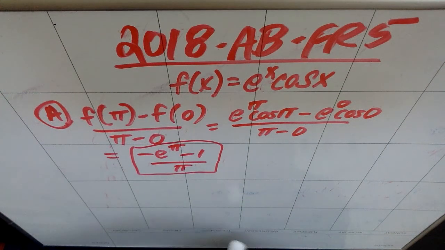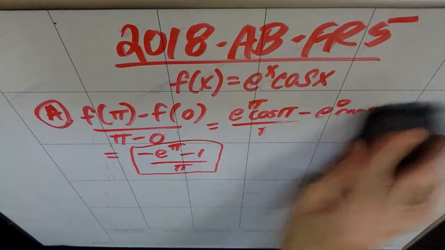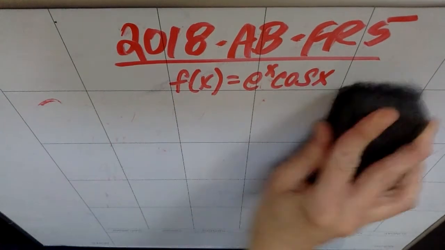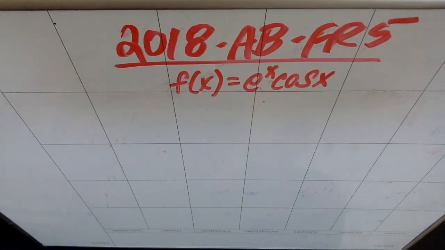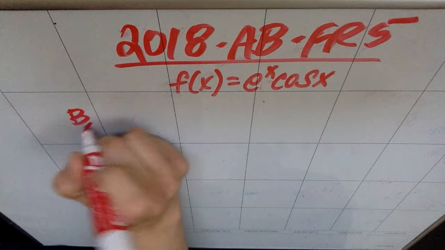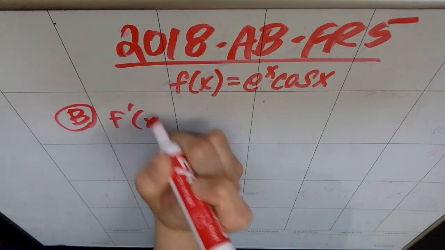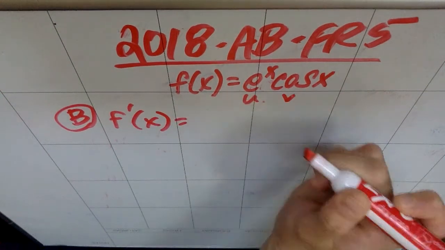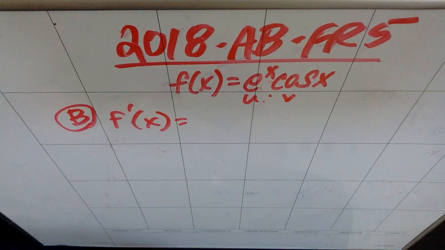Part B, what is the slope of the line tangent to the graph of f at x equals 3 pi over 2? Okay, so slope of a tangent line, right? Slope of a tangent line means find the derivative and plug in that x value. So we need to find f prime of x. So f prime is going to involve using a product rule, right? Because we have e to the x times cosine. That is a product of two functions of x that cannot be simplified.